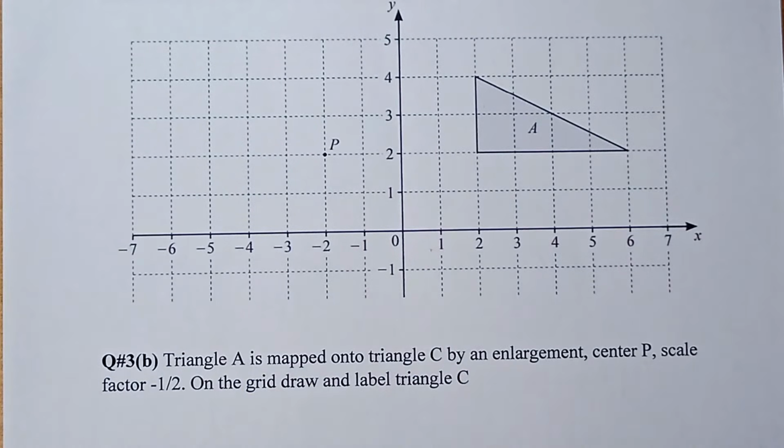Let me do another example of enlargement. In question 3b part, triangle A is mapped onto triangle C by an enlargement. Center is P, this is P. Scale factor is -1/2. On the grid, draw and label triangle C. So before, we were given the enlarged shape and we just needed to find the center of enlargement and the scale factor. But now we have been given the center and the scale factor, we need to draw that shape, right?